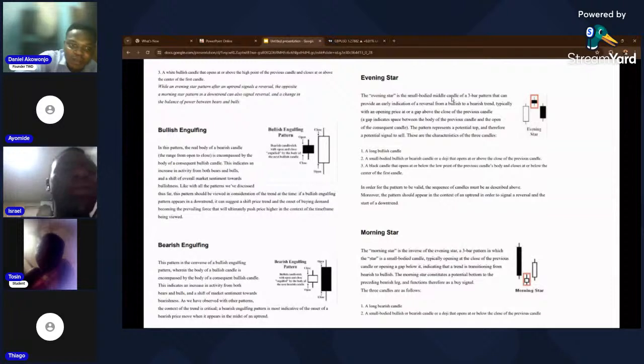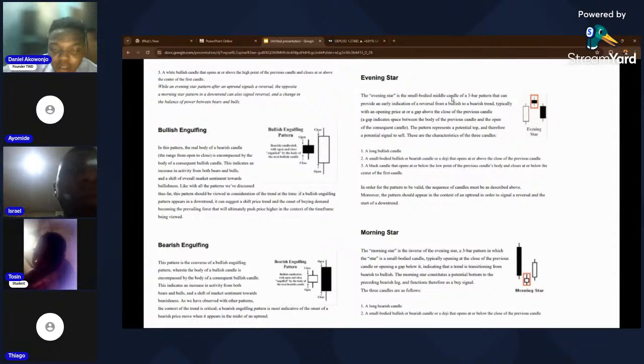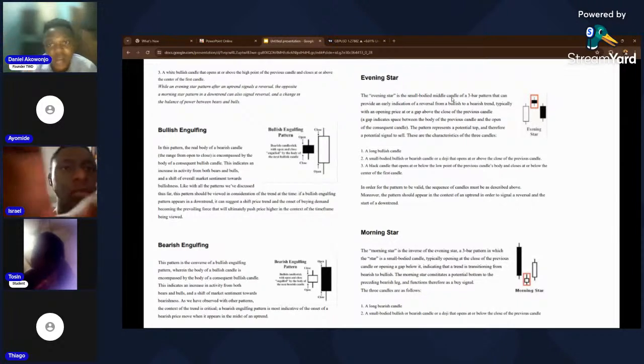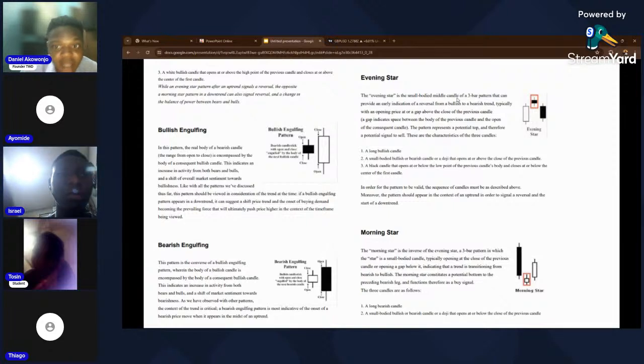Let's imagine buyers have been buying for a long time. The bullish guys have been the ones in the market. Then there's going to be a reversal from the bullish to the bearish. So the evening star can give you a good confirmation to enter for a sell at a particular time. But you need to pay attention to three things. Now, a long bullish candle.